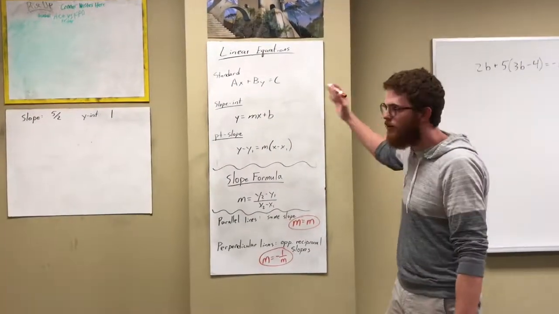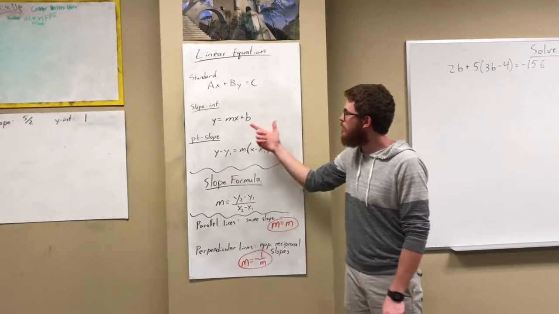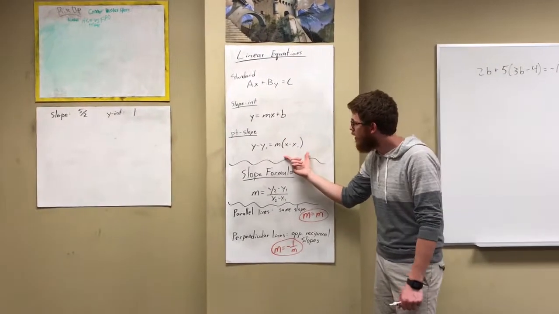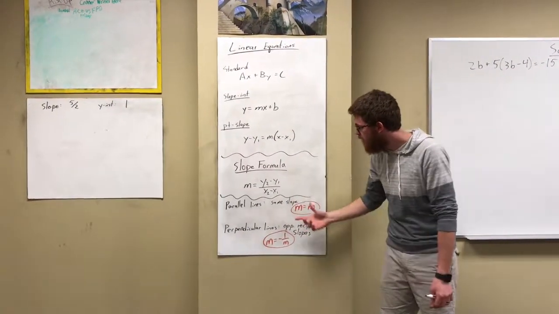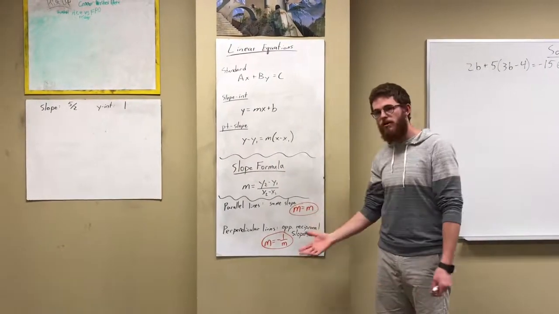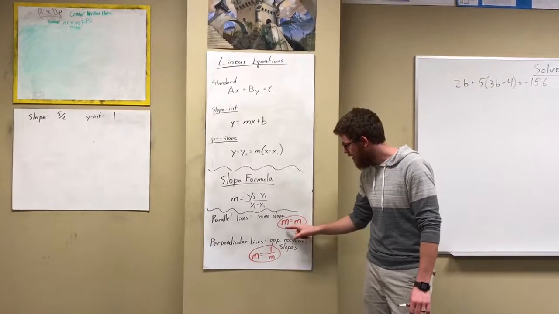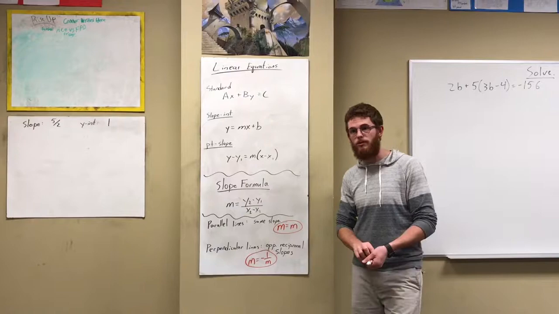All right, you've seen linear equations before. We obviously have the different forms. We've got our standard form, slope-intercept form, which is our go-to. We've got point-slope form. We might need to use our slope formula, and we also have facts about parallel lines and perpendicular lines. Parallel lines are going to have the exact same slope. Perpendicular lines, the slopes are going to be opposite reciprocals.